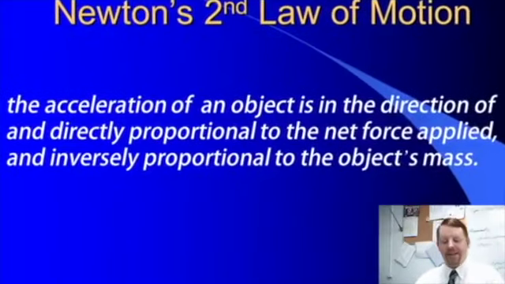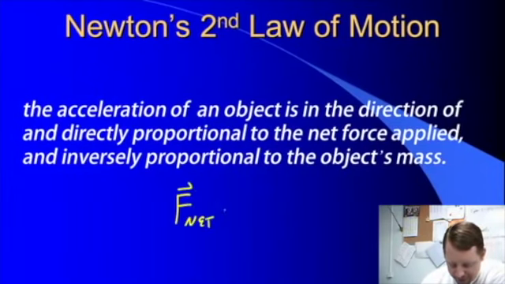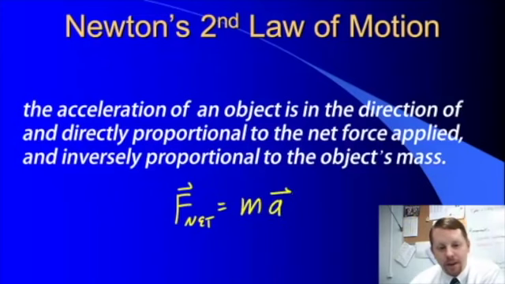It says that the acceleration of an object is in the direction of and directly proportional to the net force applied, and it's inversely proportional to the object's mass. If you wanted to write that mathematically, what you would say is the net force vector is equal to mass times acceleration. So if you apply a force to an object, the object is going to accelerate in the direction of that force. The bigger the force you apply, the more acceleration. Now the bigger the object's mass, the less acceleration.